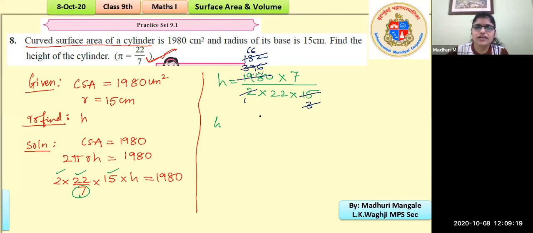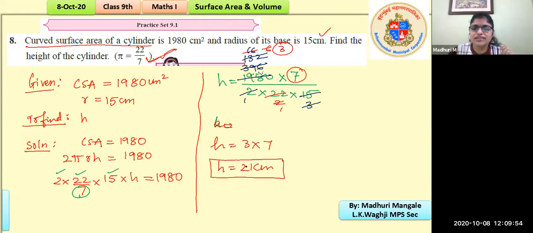So what are we left with? Clearly just check 66 and 22. Can we work out something? So 66 and 22. So 11 times 2 is 22, and 11 times 6 is 66 using the table of 11. And then 6 over 2 is simply 3. So we are left with 3 on top, and here is a 7. So we got the height to be 3 times 7, that will be 21, and we know the unit has to be centimeter over here. So height is 21 centimeters.